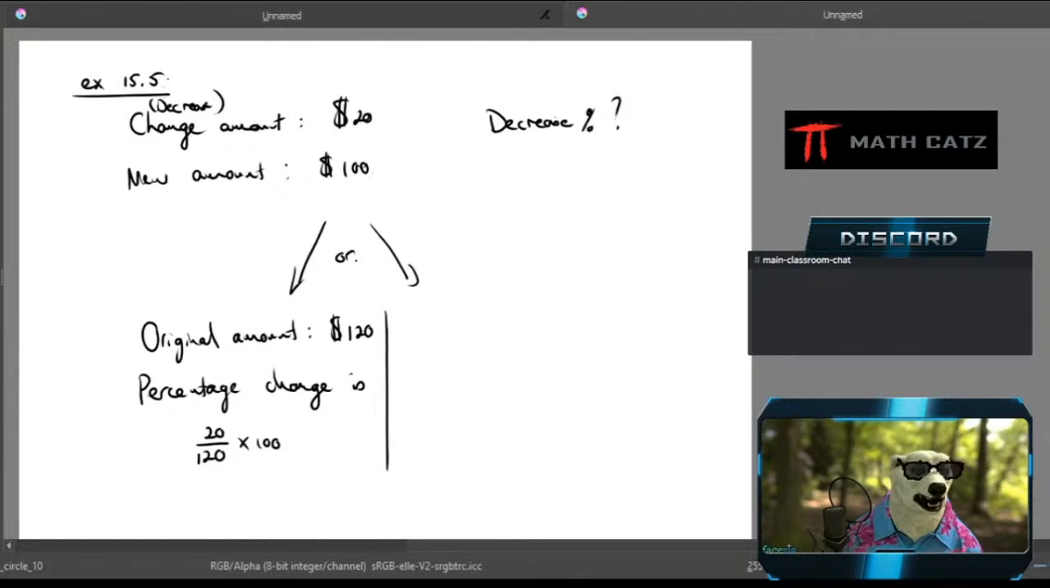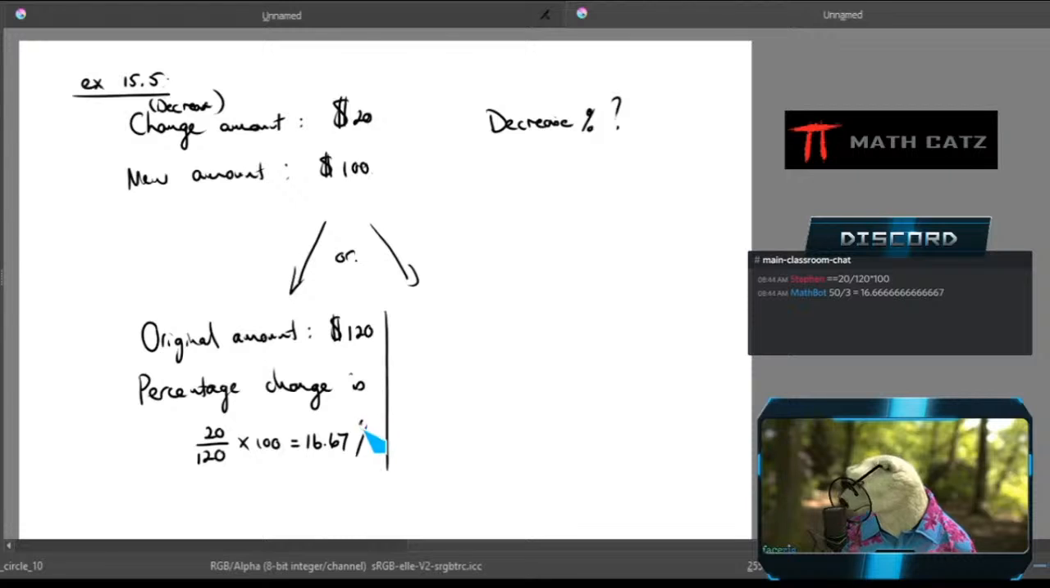Now let's just go to MathBot now, why not? Let's see what we get here. 20 over 120 times 100. It is 16.67. Let's round it. 16.67. Now you can put the percentage sign there if you want to.